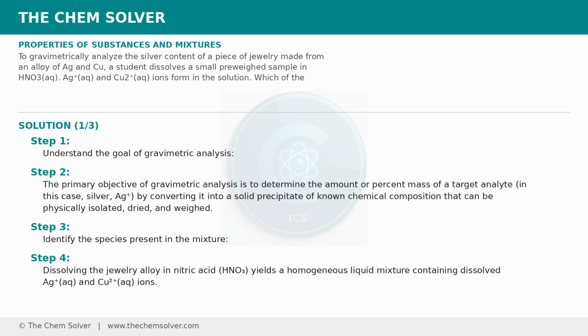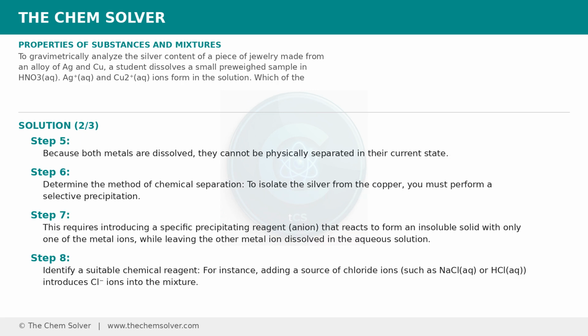Identify the species present in the mixture. Dissolving the jewelry alloy in nitric acid, HNO3, yields a homogeneous liquid mixture containing dissolved Ag+ and Cu2+ ions. Because both metals are dissolved, they cannot be physically separated in their current state.